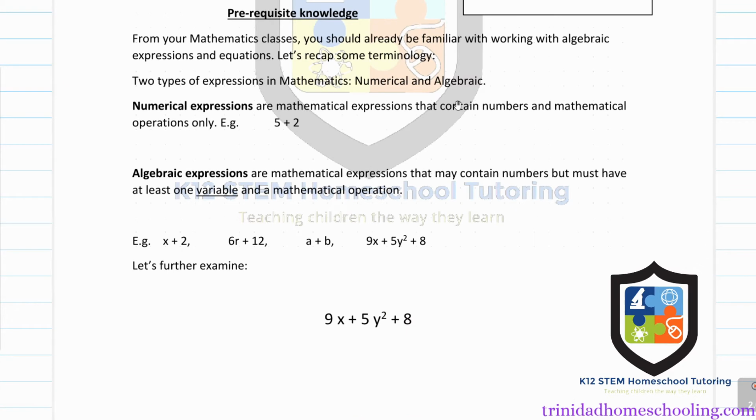Now in this session, we will revise and practice some prerequisite knowledge for algebra. So from your mathematics classes, you should already be familiar with working with algebraic expressions and equations. So let's recap some terminology. There are 2 types of expressions in mathematics, numerical and algebraic. Numerical expressions are mathematical expressions that contain numbers and mathematical operations only. So what do I mean by mathematical operations? These are operations such as addition, subtraction, multiplication, and division.